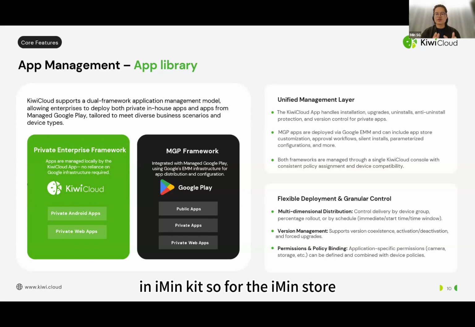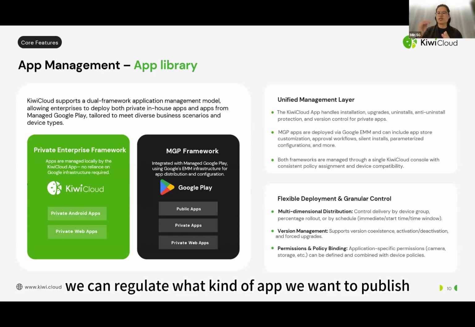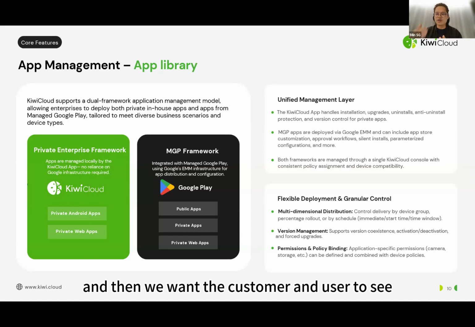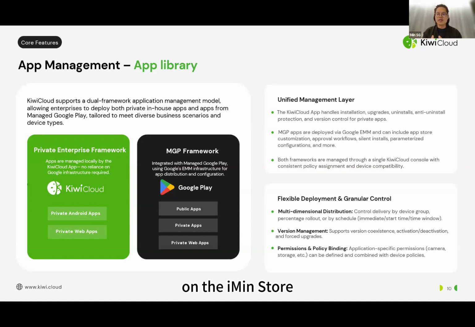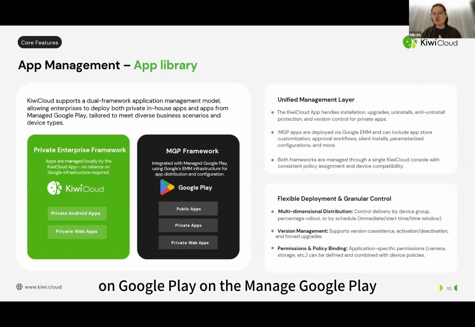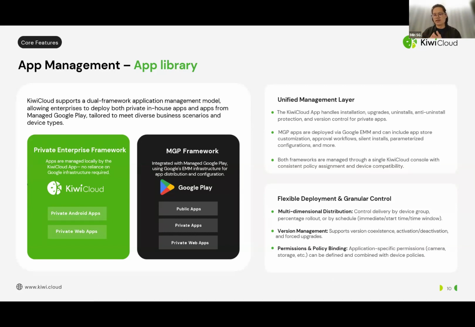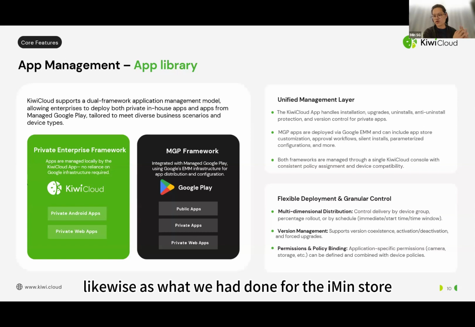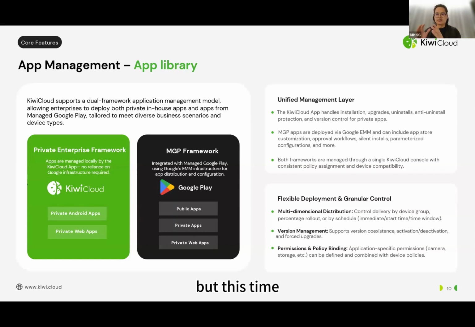So for the iMean store, we can regulate what kind of app we want to publish, and then we want the customer, the end user, to see on the iMean store. We can do the same on the managed Google Play, likewise as what we had done for the iMean store. But this time, the allow list and the block list for this application is not just at the superficial level. It's actually on a system level.